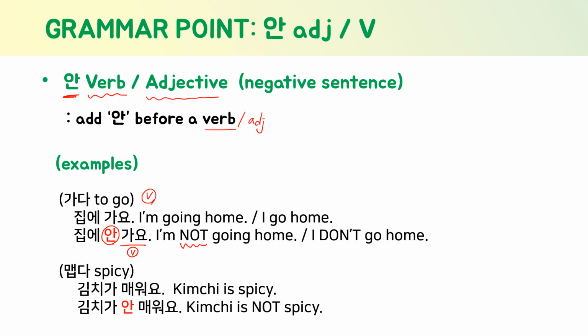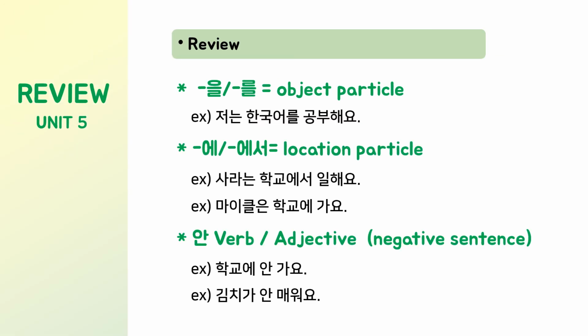And the next one, 맵다, spicy. So here, 김치가 매워요. Kimchi is spicy. But if kimchi is not spicy, 김치가 안 매워요. In front of the adjective, you add 안. Okay? Alright, so that was the grammar point for unit 5.